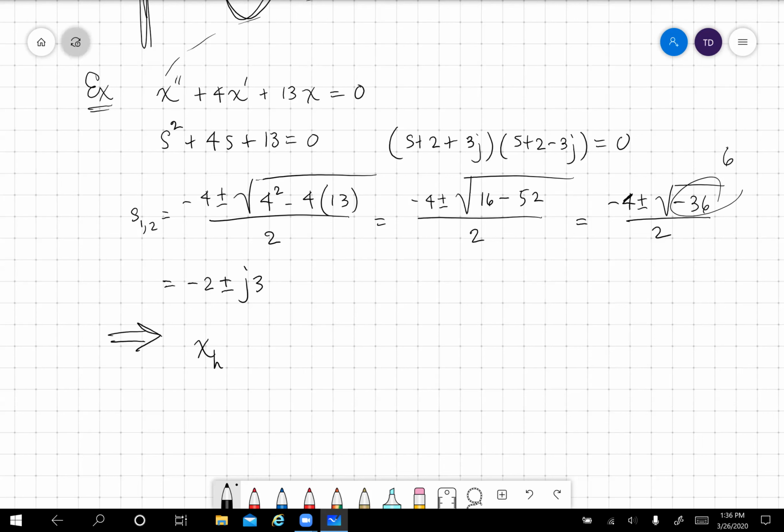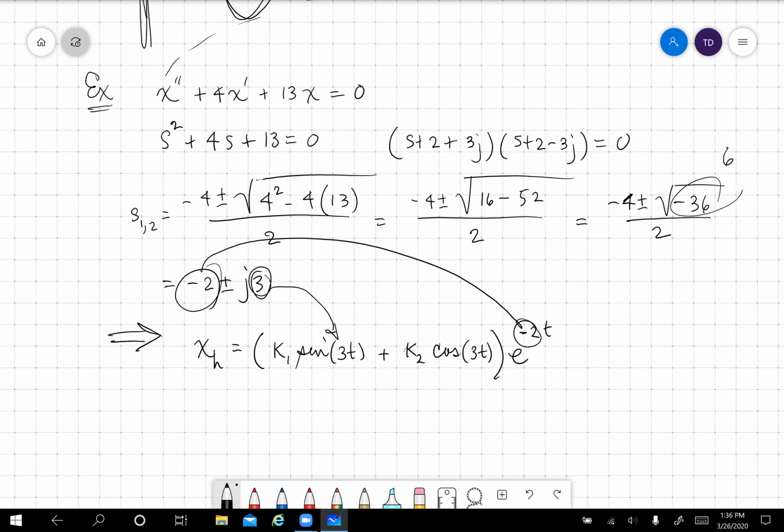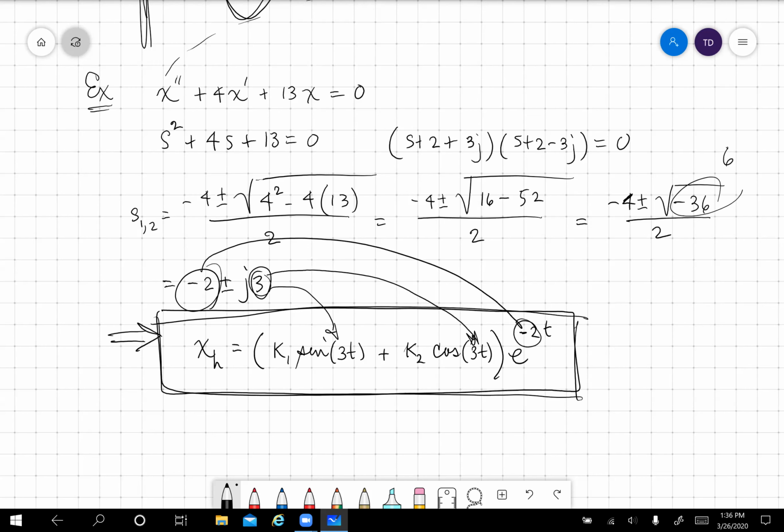x_h, the homogeneous response, is equal to K1 sine of 3t. See that 3 right in there? Don't take the negative. Always take the positive quantity. Don't take the negative value. Plus K2 cosine of 3t, all multiplied by e to the minus 2t. The minus 2 is that number right there. The 3 is there and there. That is the form of the solution.